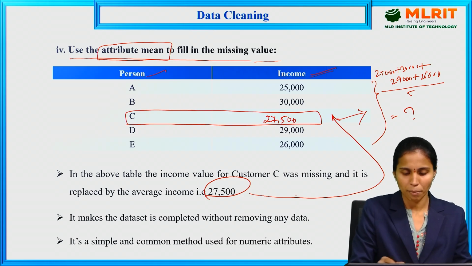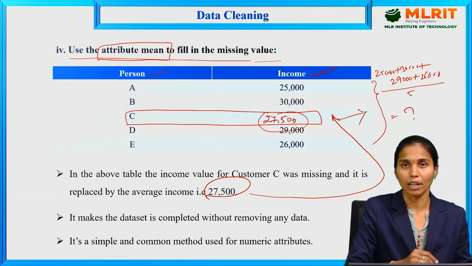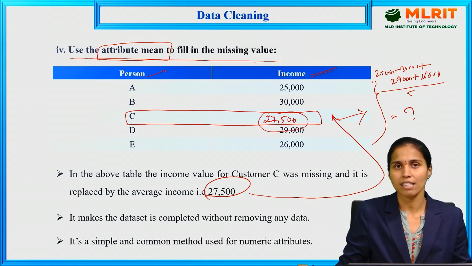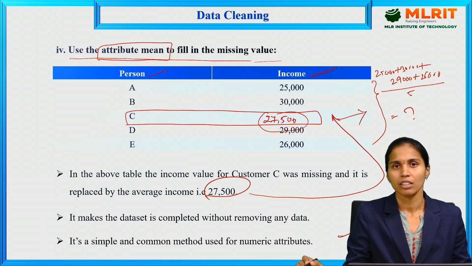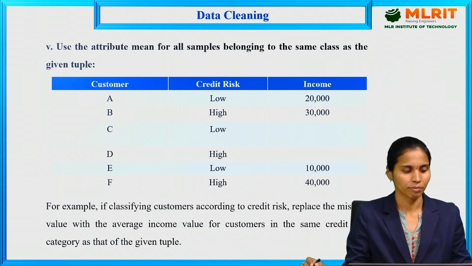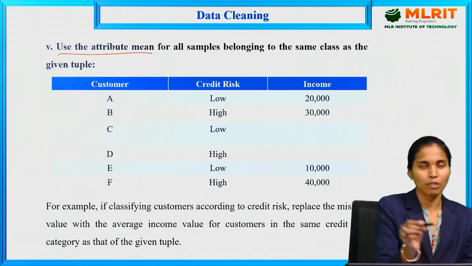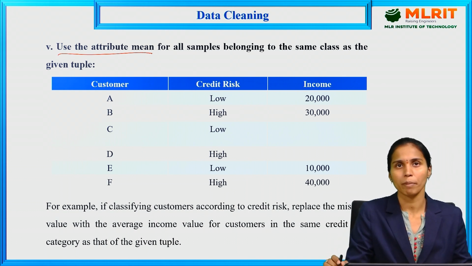This value is replaced in the missing value. So it makes the data set complete without removing any data. This process is a simple and common method used for numeric attributes only. So the fifth one is to use the attribute mean for all samples belonging to the same class as a given tuple.